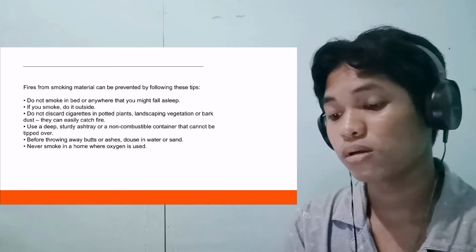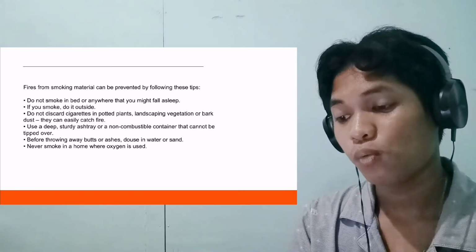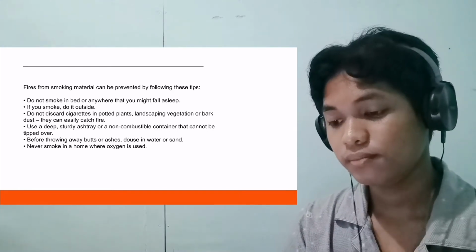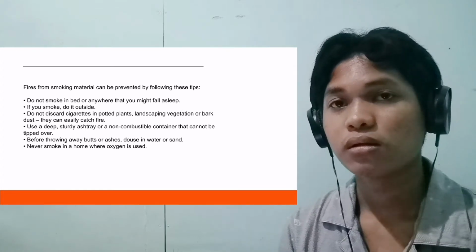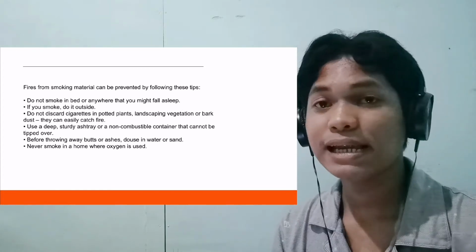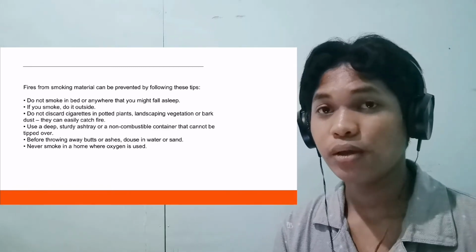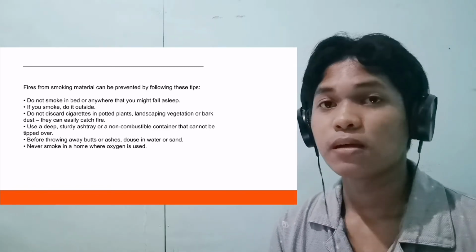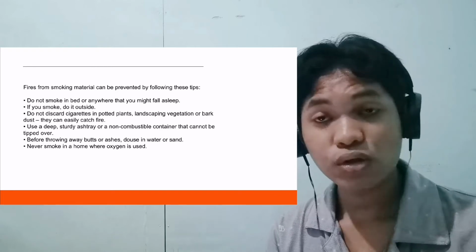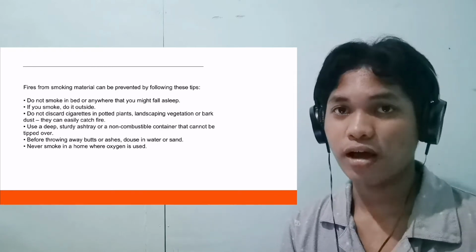Ayun. So, 6. Never smoke in a home where oxygen is used. So, if we smoke, we should make sure there is no oxygen there, because it might explode or cause a fire.